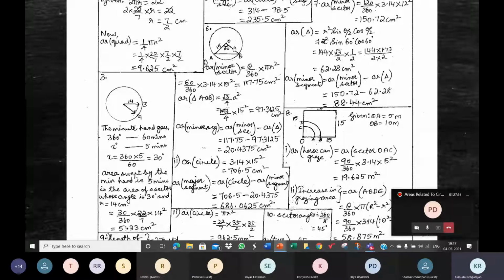Major sector. See, this is what we need to understand. Filling the values in the formula and calculating, that you all know. I don't have to teach you how to simplify and find the value. Let's just understand. You know it, but when it's asked as a question, we suddenly blink. You all know it.